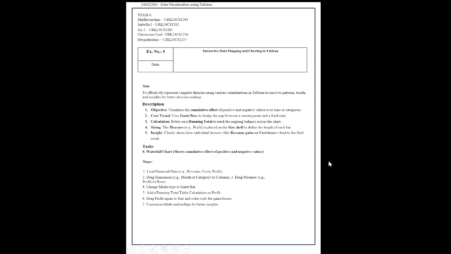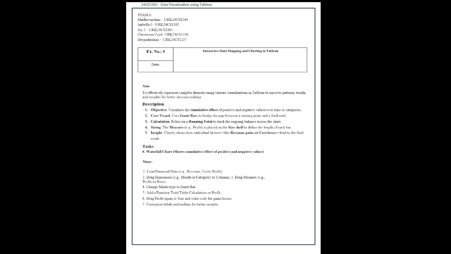Hello, everyone. I want to present the experiment on data mapping and charting in Tableau. In this experiment, I learned how to represent complex data sets using visualizations, especially using a waterfall chart, which helps in understanding how different factors affect the final value.